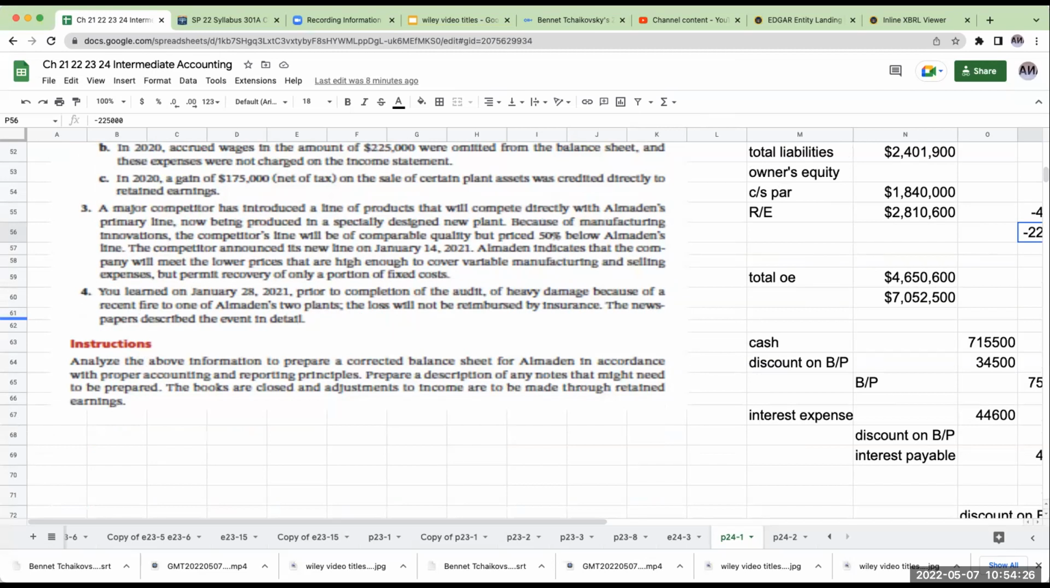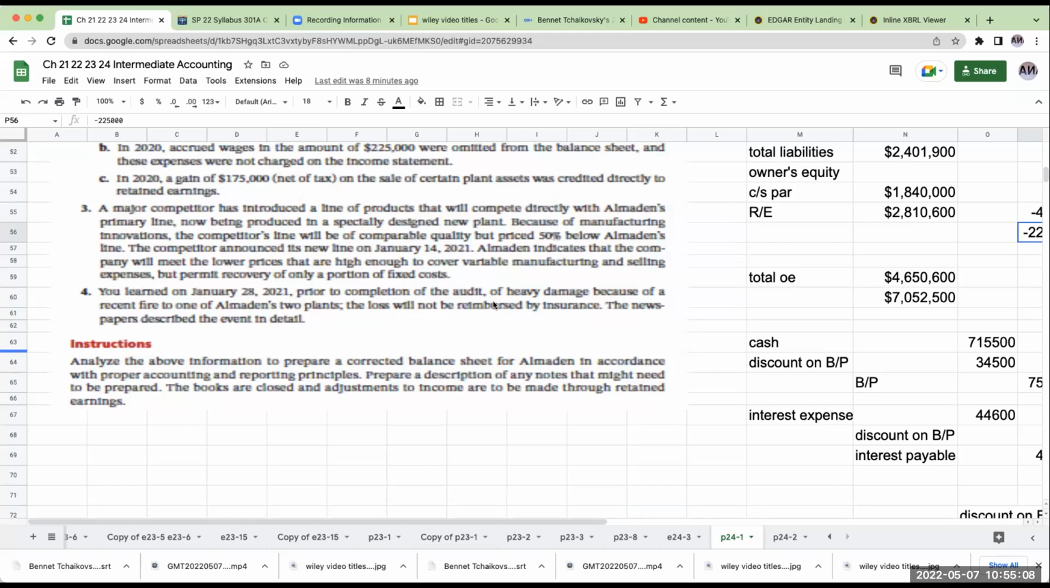Okay, looking at the next one over here. When you're looking at number 4, you learned that after year end, prior to the completion of the audit, there was heavy damage because of a recent fire at one of their 2 plants, and the loss will not be reimbursed by insurance. The newspaper described the event in detail. You better go through and include it, because if you don't, you're going to get sued.